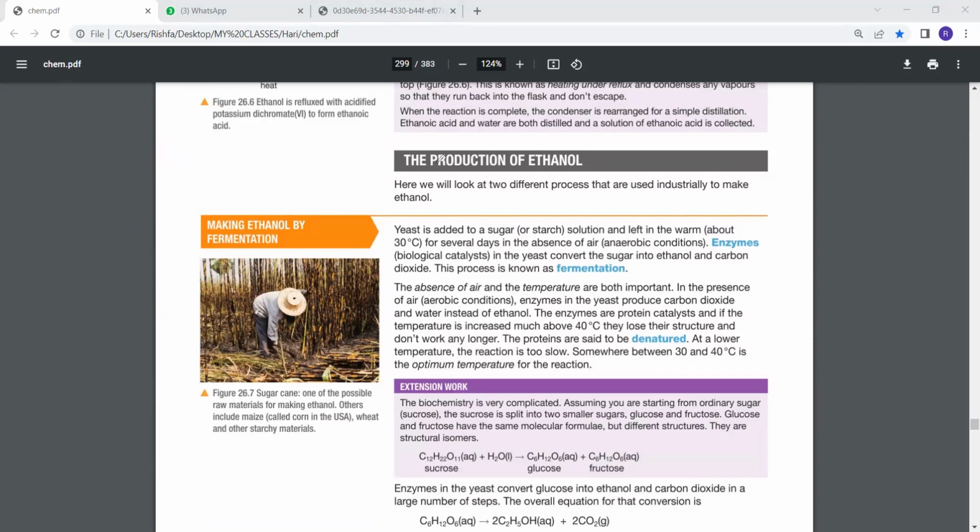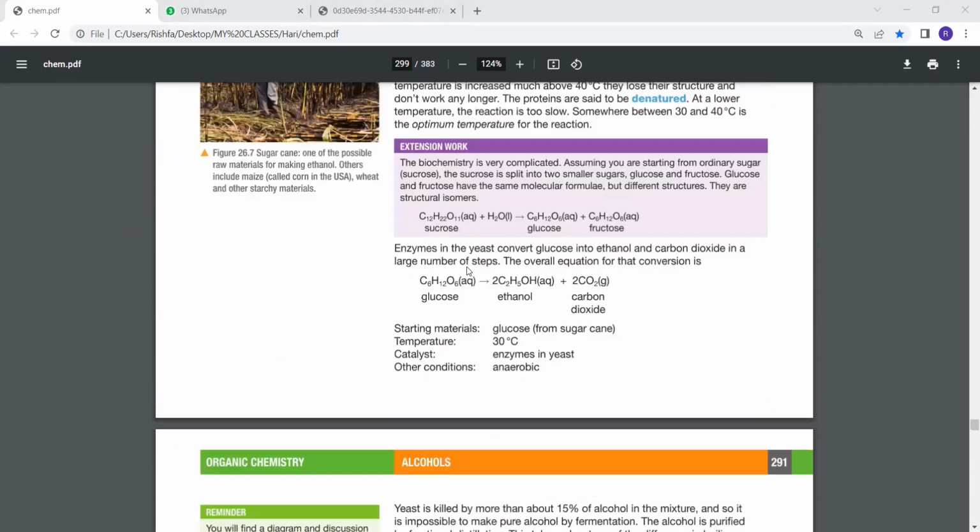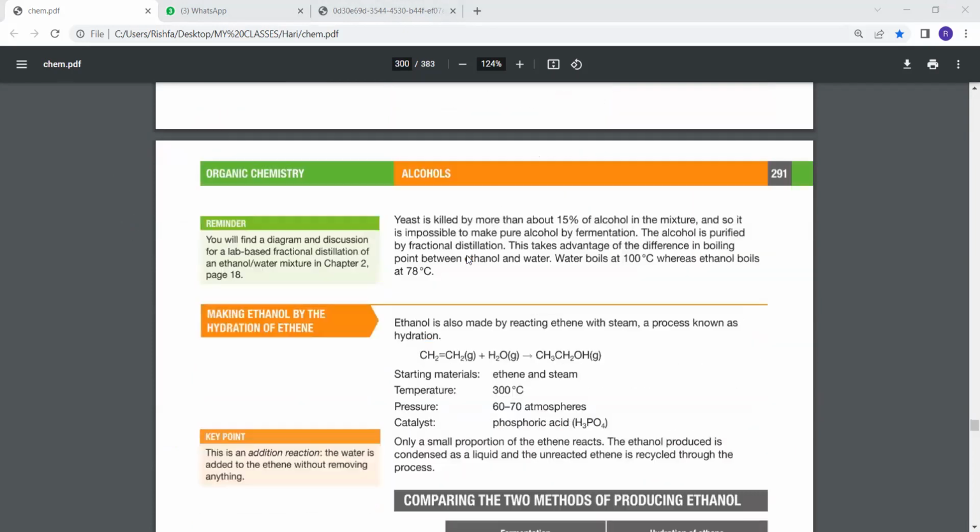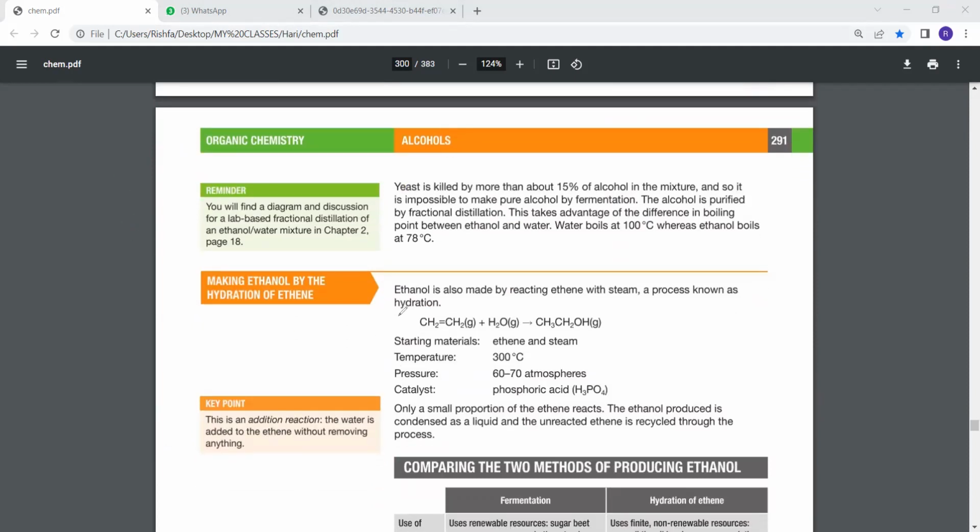So ethanol can be produced in two ways: ethanol by fermentation and ethanol by the hydration of alkenes, right? Whenever we have an alkene and we add water to that, we are going to get alcohols, right? So by hydration of ethene. Okay. Put the topic: production of alkenes. The first way.